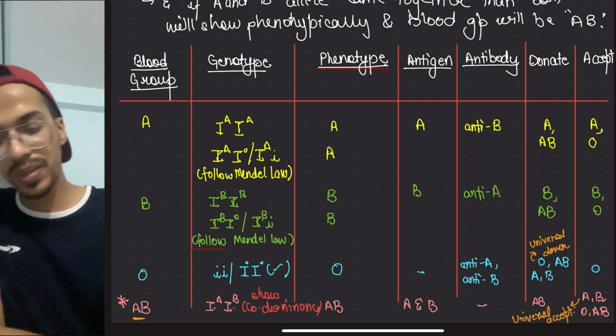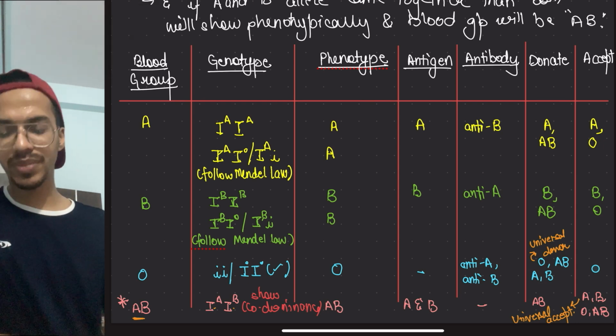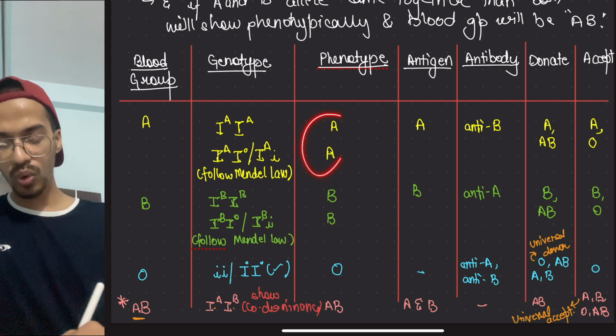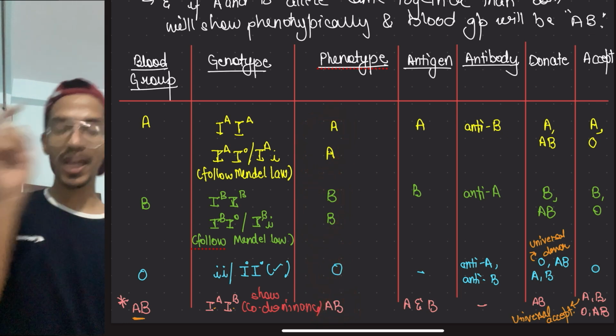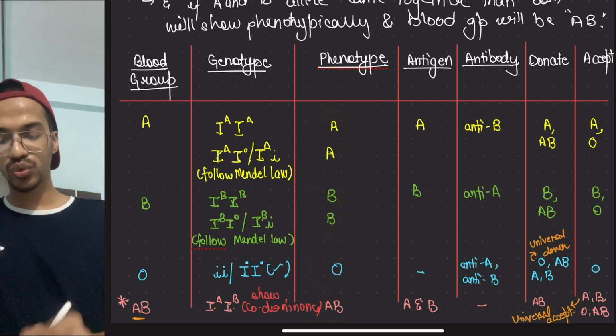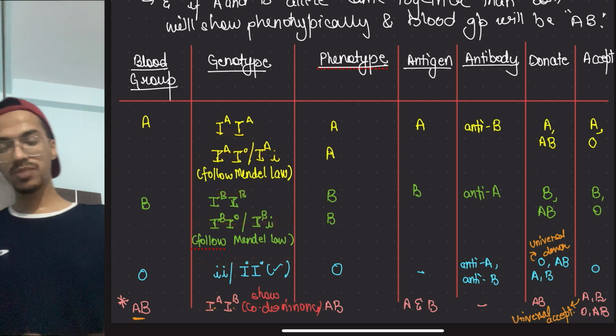The next question that we will be learning would be: how many possible phenotypes are there? A, B, O, AB. 4 possible phenotypes. How many genotypes are there? 1, 2, 3, 4, 5, 6. 6 genotypes. So this becomes the next pointer for you.